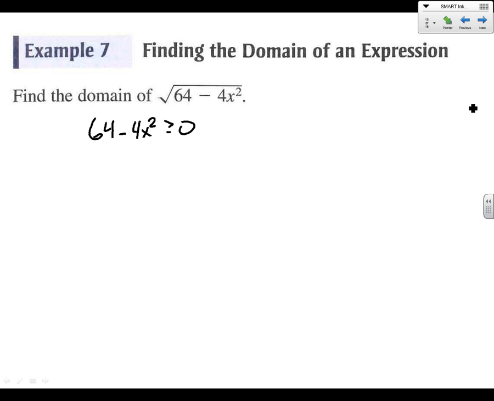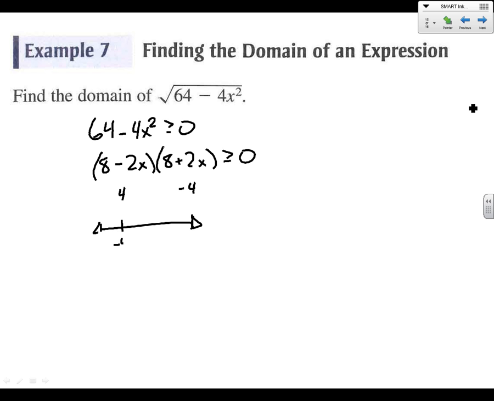So let's see if we can get this set up here. We're going to factor this. This is 8 minus 2x and 8 plus 2x. That's the difference of two perfect squares here. So we've got 4 and we've got negative 4 as our zeros, and from here we're just going to solve it like normal. Negative 4 and 4. Let's use negative 5, 0, and 5.